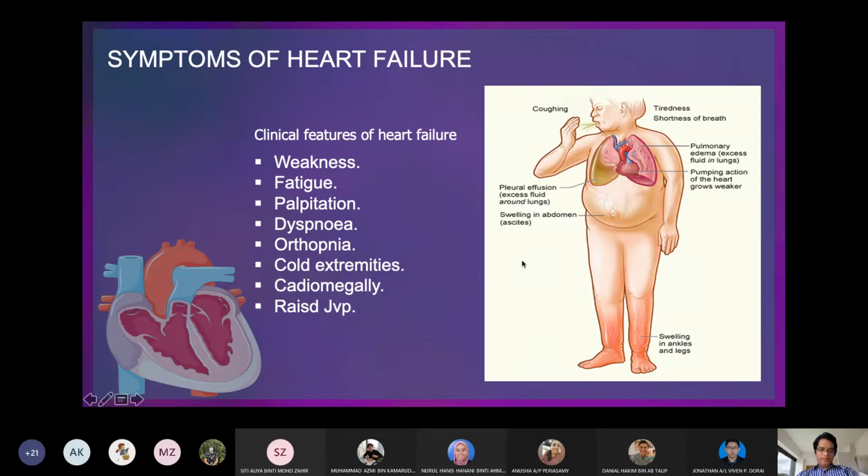But you can see here dyspnea, palpitation, ascites, raised JVP, dependent edema, everything is coming. Each symptom's pathophysiology, I believe somewhere in the PBL they have covered it, but most importantly cardiomegaly, raised JVP, dyspnea, orthopnea, palpitation, and sometimes abdominal edema, so abdominal distension will be there. These are the clinical features of heart failure.